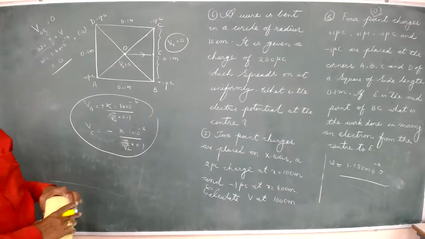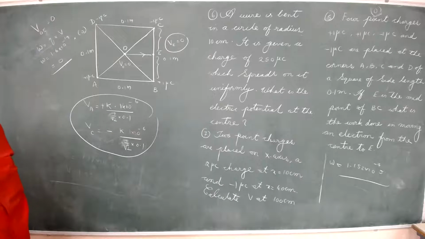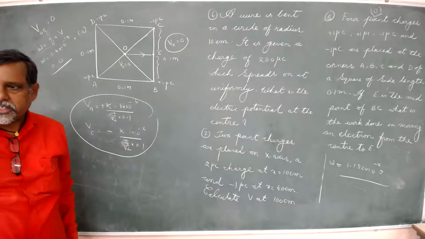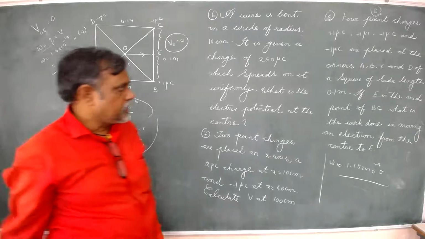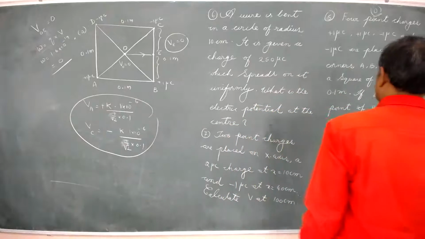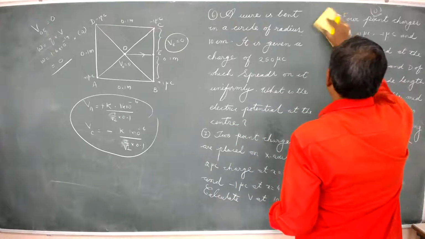Okay, so the sixth one. A wire is bent in a circle of radius 10 centimeter. It is given a charge of 250 microcoulomb, which spreads on it uniformly. What is the electric potential at the center? Come on, please make it fast. So the fifth one is over, so I am erasing.